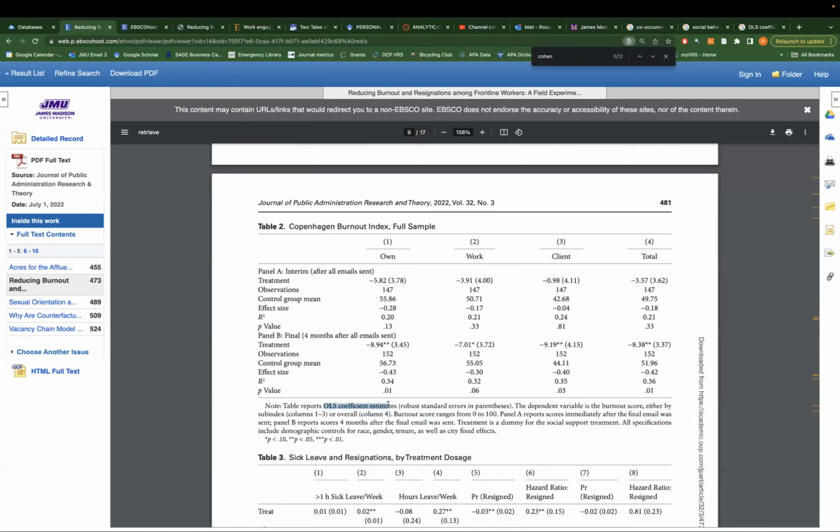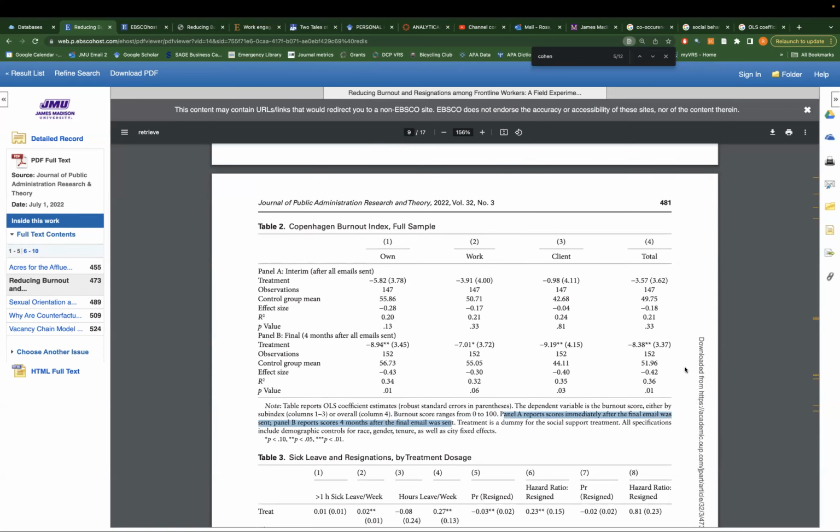OLS coefficient regression, that means coefficient estimates. That means this is ordinary least squares regression. It's just your basic regression. That's all OLS means. And the dependent variable is the burnout score. Either overall, this is total burnout, that would be what I would be interested in, or there are different facets of burnout. I wouldn't worry that much about that. We see the burnout scores range from 0 to 100, and panel A is the scores immediately after the final email was sent. Panel B, 4 months after the final email was sent.